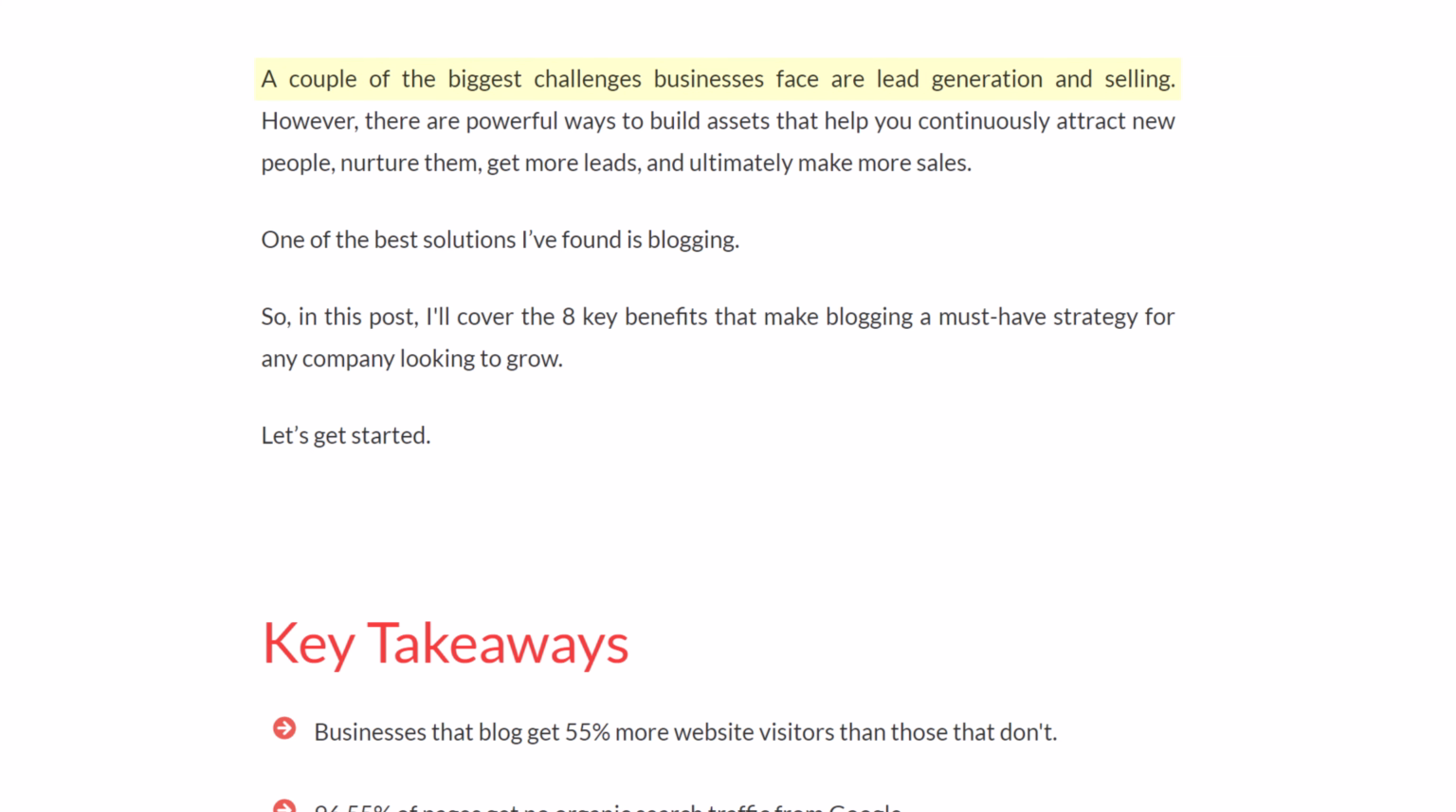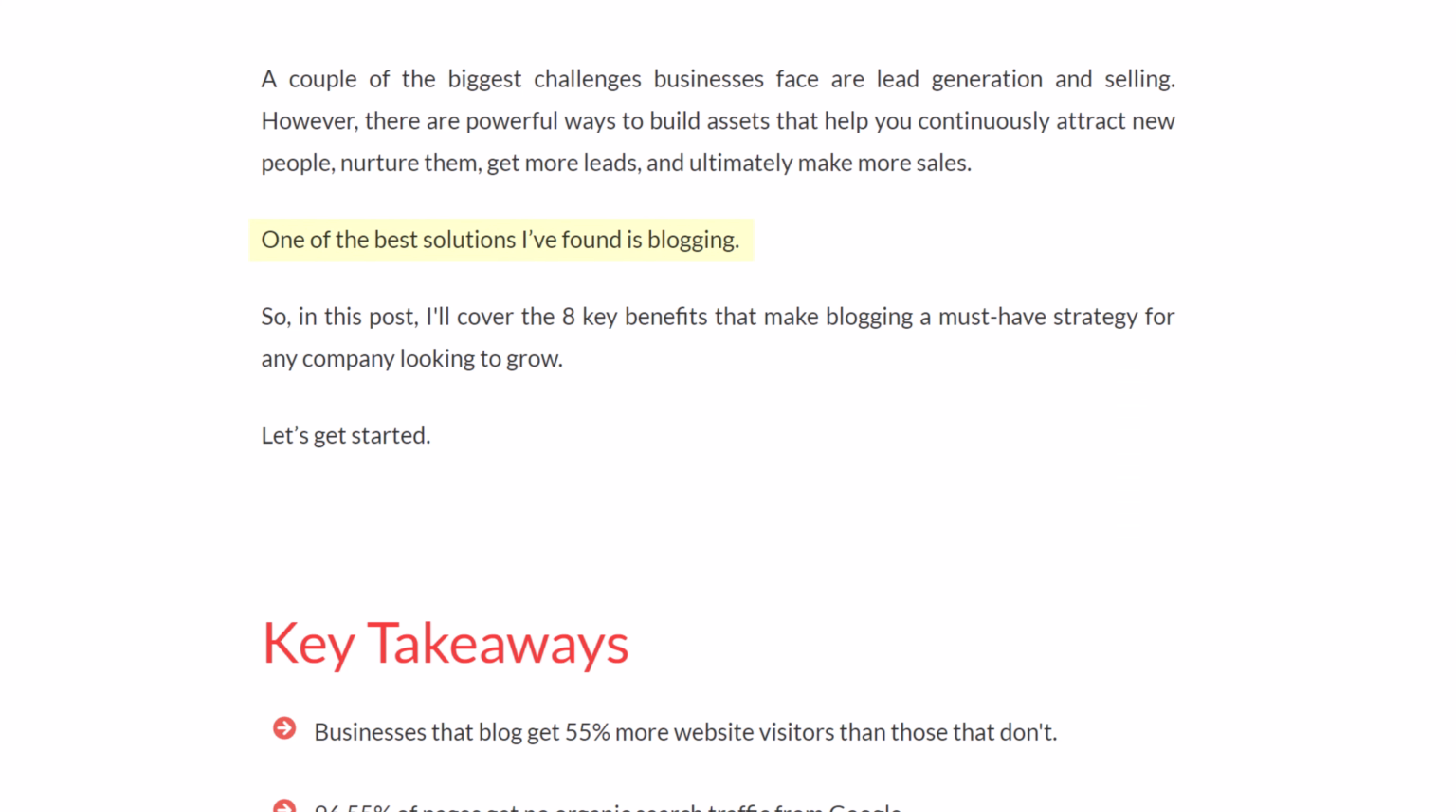For example, in my case, I wrote about how some of the biggest challenges businesses face are lead generation and selling. And then I connected the initial idea to the solution I found, which is blogging.